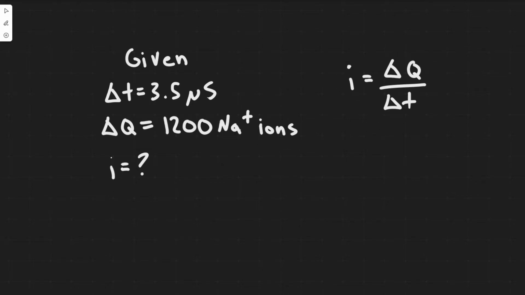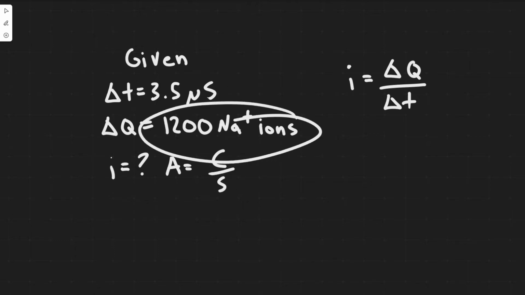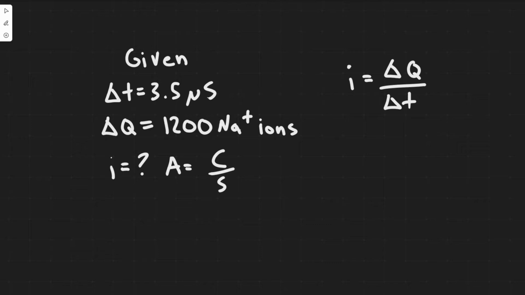We want to find it in amperes, so we want to find it in amps, and you need to know that amps are written as coulombs per second. So we have to convert this unit, and then we have to find the charge of this many Na plus ions. Let's go ahead and do that. Starting off on the bottom, it's just easier. We need the time in seconds.